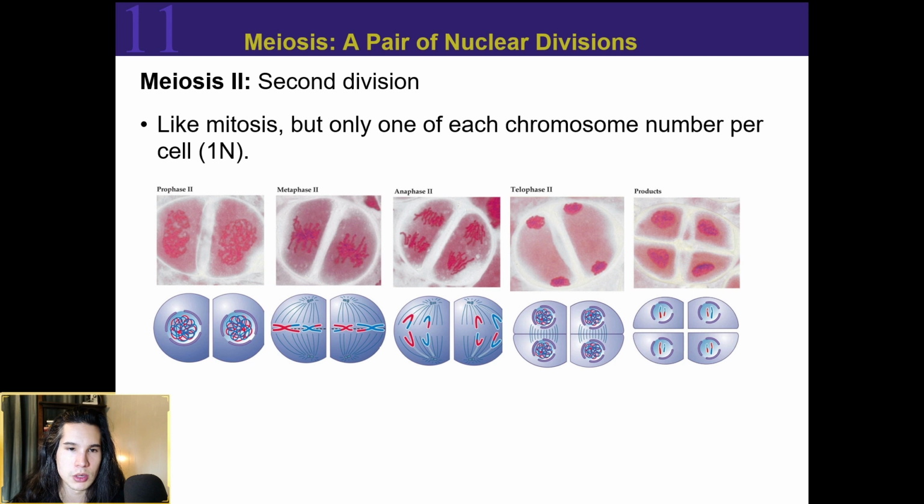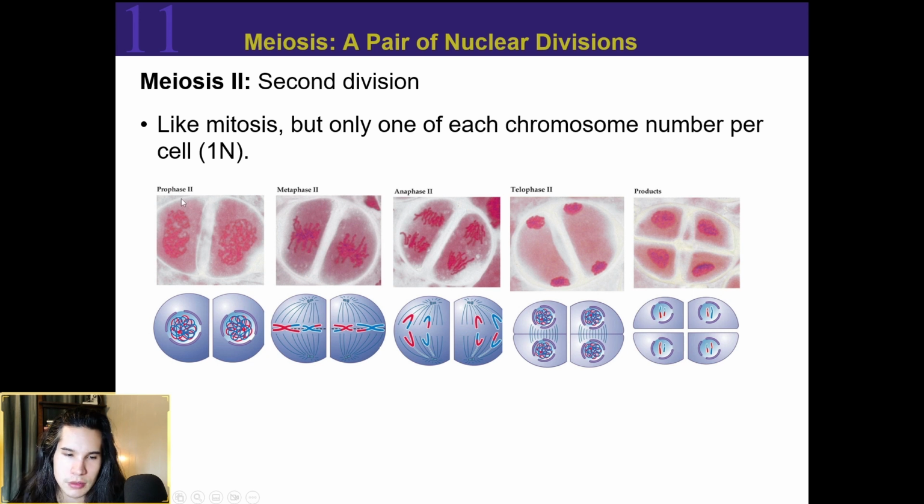So now during meiosis 2, we're going to be dealing with the second division. Remember, meiosis has two nuclear and cellular divisions, whereas mitosis only has one nuclear and cellular division. All right, so meiosis 2 is going to be a lot like mitosis, but only one of each chromosome number per cell at the very end.